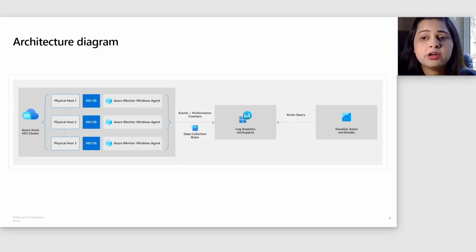This is an architectural representation of Insights implementation. Here is an Azure Stack HCI cluster with 3 cluster nodes. Azure Monitor Windows Agent, also known as AMA, is installed on each cluster node, which collects logs from the machines. The logs or performance counters which are collected are specified in the data collection rule. The AMA agent then sends these logs to a Log Analytics workspace. This workspace is like a database to store logs.